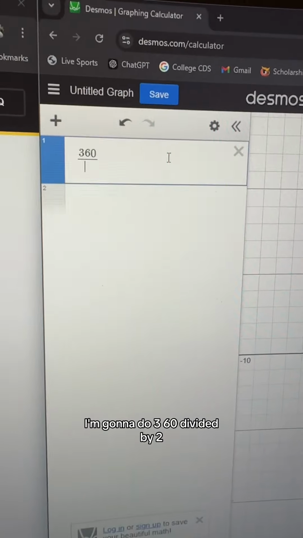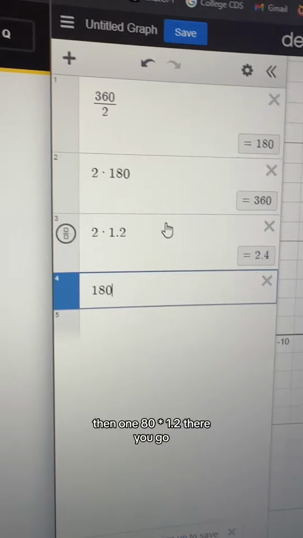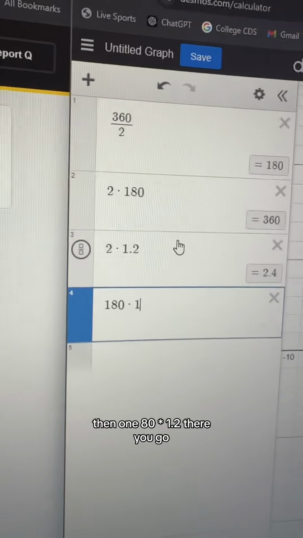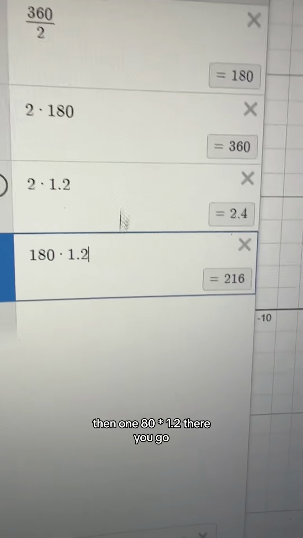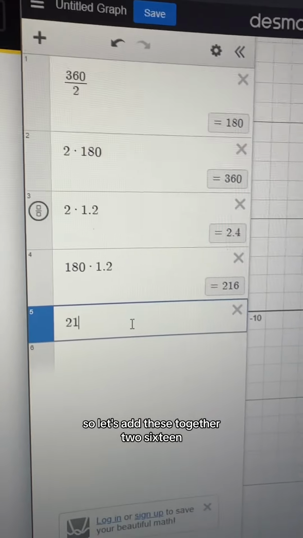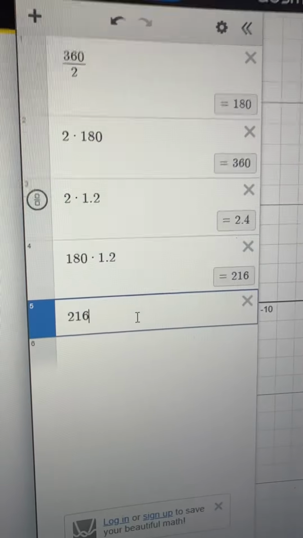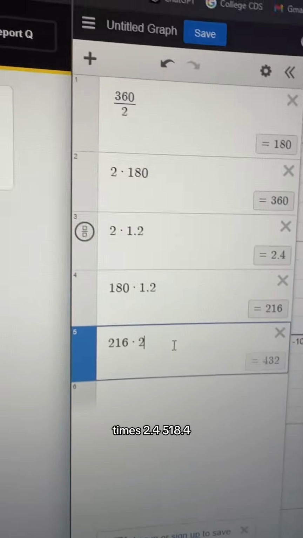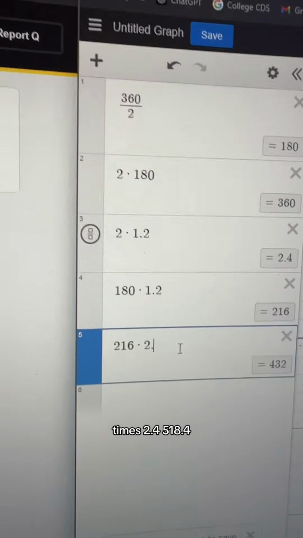Okay, now I'm going to come down here, do 2 times 1.2, because we're adding 20%. If you just do 0.2, you're going to get less than 2, which is not adding percent, it's taking away. So 1.2, okay, then 180 times 1.2. There you go. So let's add these together. 216 times 2.4, 518.4.